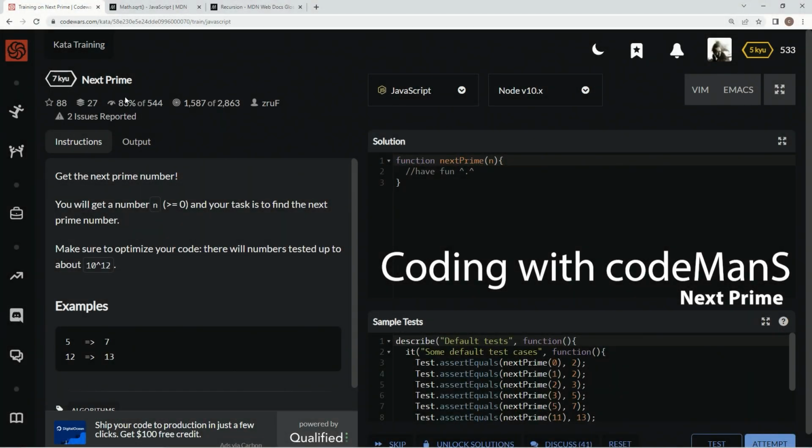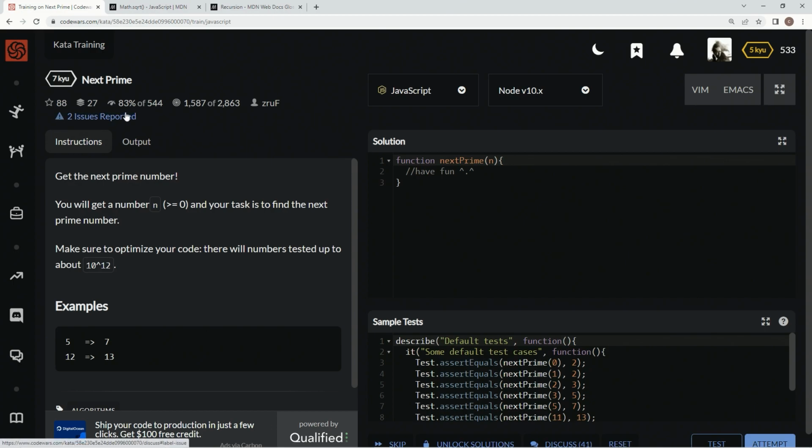All right, now we're doing 7Q next prime. This is by Zruff, and 83% of the people like it. We're going to find the next prime number. We're going to get a number n that's greater than or equal to 0, and our task is to find the next prime number.